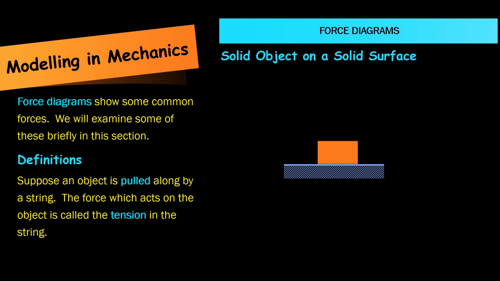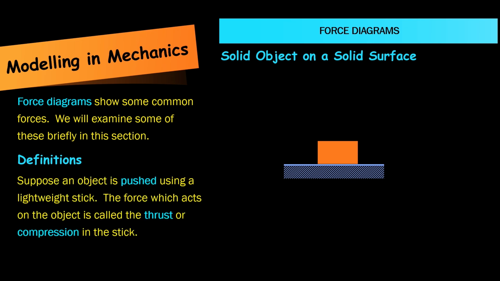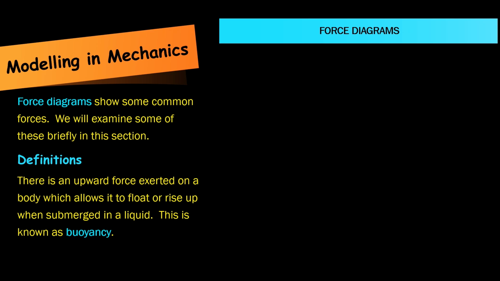Suppose an object is pulled along by a string. The force which acts on the object is called the tension in the string. If an object is pushed using a lightweight stick, the force which acts on the object is called the thrust or compression in the stick. There is an upward force exerted on a body which allows it to float or rise up when submerged in a liquid. This is known as buoyancy.